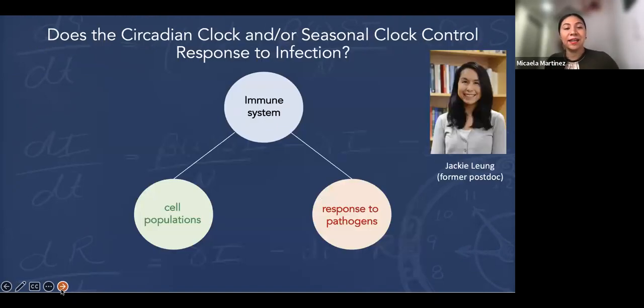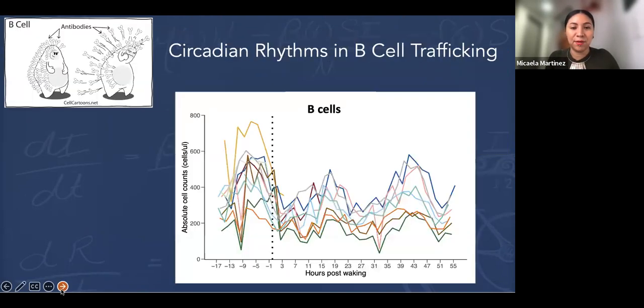But like I said, my lab was also really interested in what's happening in the immune system. I'm going to skip through a couple of slides pretty quickly, but I wanted to show you data from our B cells. So B cells, as I'm showing in this little cartoon up here, are cells that produce antibodies. So when we have a new infection that we're exposed to, it's the B cells that then go and make antibodies specific to that virus or that pathogen that has infected us.